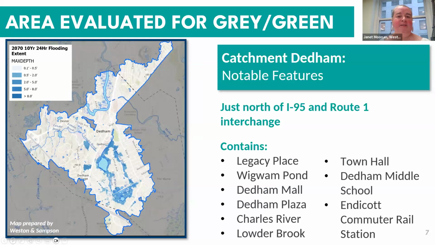So just so folks have a sense of where this is, it's right north of the interchange between Interstate 95 and Route 1. There's a number of, like I said, infrastructure, important areas, right? Legacy Place, Wigwam Pond, the mall, Dedham Plaza. The river goes through this catchment, the Charles itself, as well as Louder Brook. There's the town hall, the middle school, and even the commuter rail station. So quite a bit to think about mitigating flooding for.